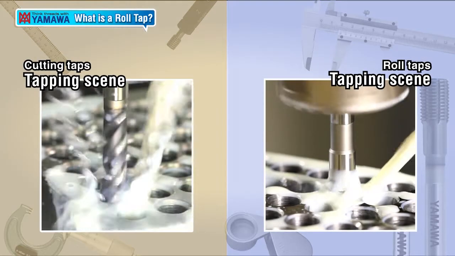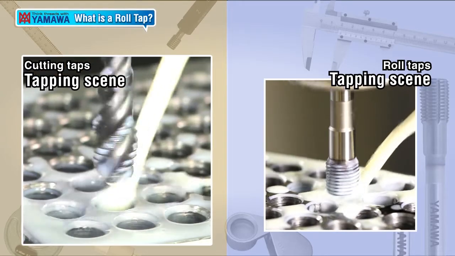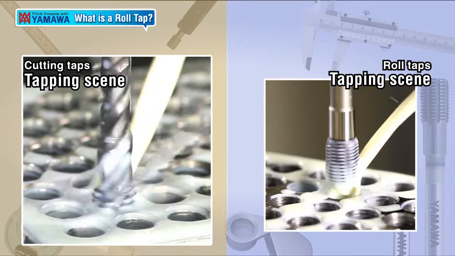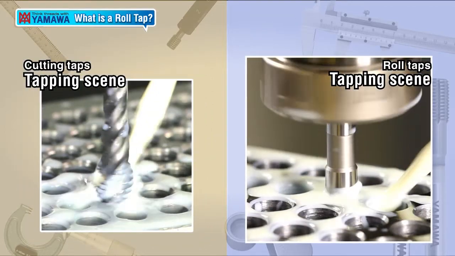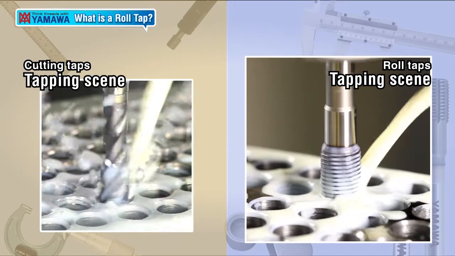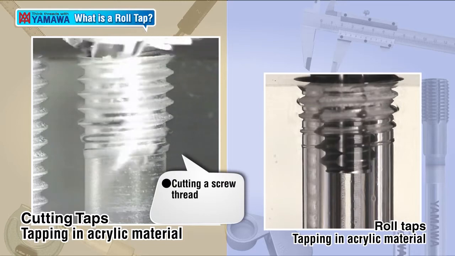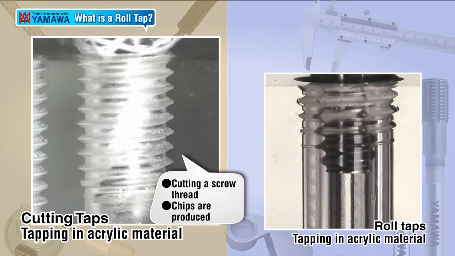On the left is a cutting tap, and on the right is a roll tap. During tapping, chips are produced by the cutting tap, but no chips are produced by the roll tap. Cutting taps cut thread groove to create the internal thread. Therefore, chips are always produced.